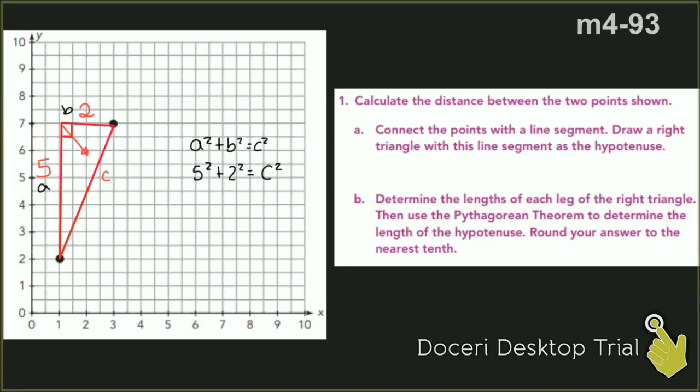So I need everybody's help here. Everyone's going to tell me, what is 5 squared? So 5 squared should have given us 25. Again, I need everybody's help. What's 2 squared? So 2 squared is 4. And that's going to equal C squared. So as we know, we're going to combine our constants. So again, everybody help me out. What's 25 plus 4? And we should have gotten 29 as our answer.